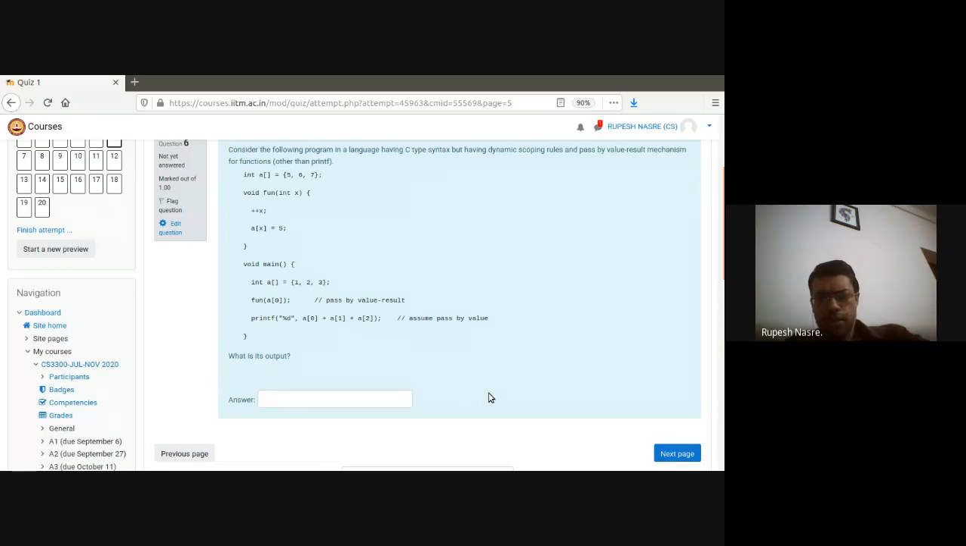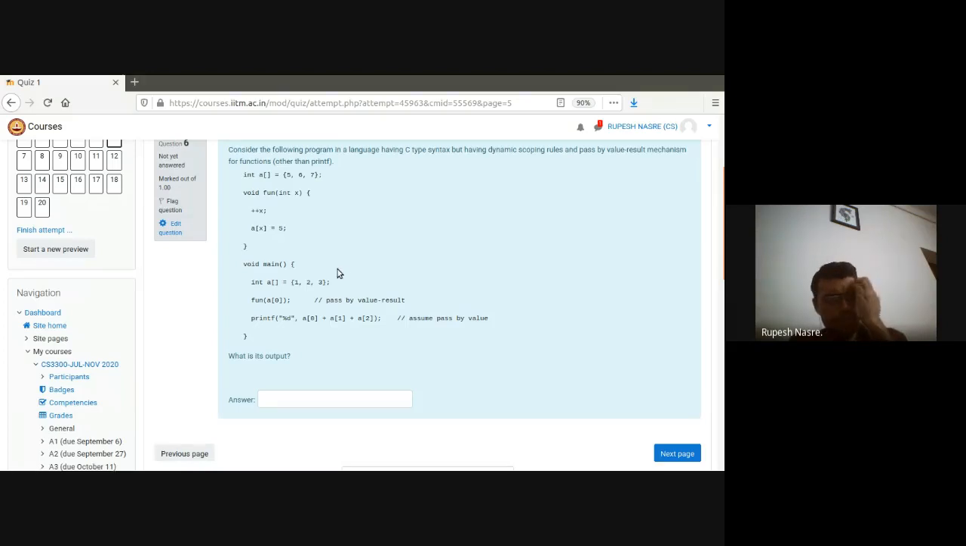Following program in C-like syntax having dynamic scoping, pass by value result mechanism. What is the output of this code? Nine. Okay. Anybody has any issues against 9? If not, we'll move ahead because I think only 15 minutes remaining. You got 7. The answer given was 40. Oh, is it? Okay, that's a mistake if it is given as 40. But maybe this was the case for the other question. Anyway, I'll check that.